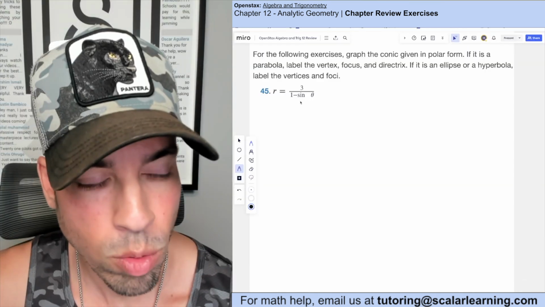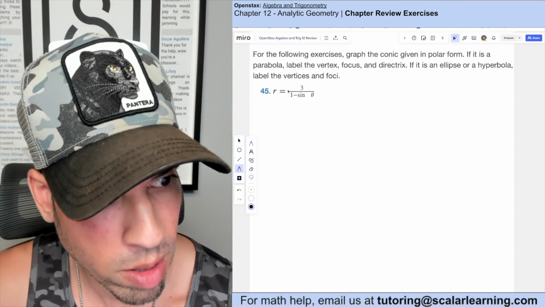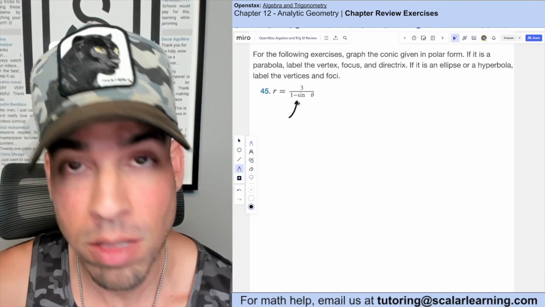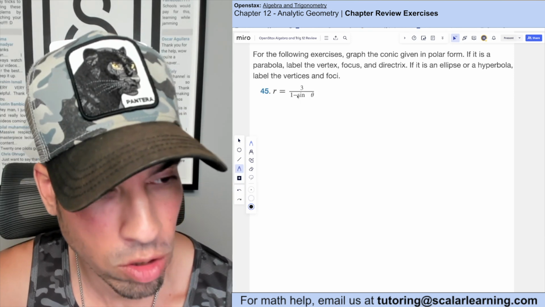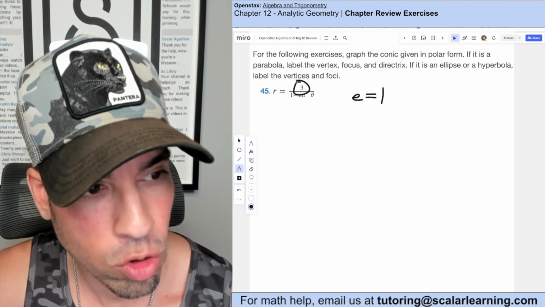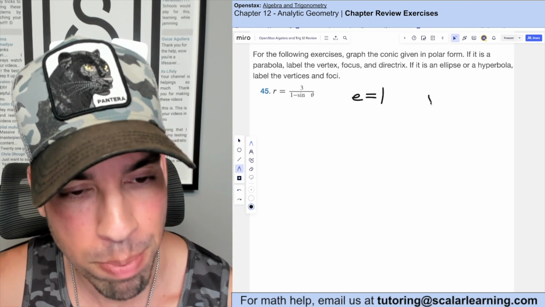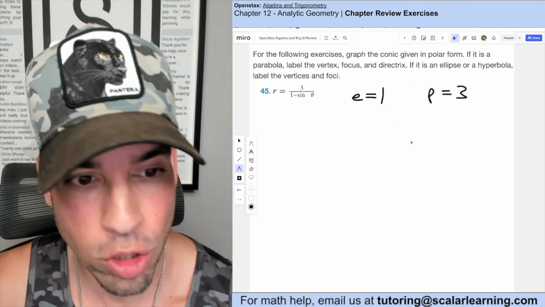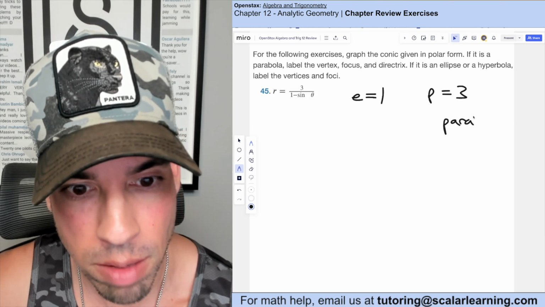Done. So this one, we want to make sure it's in standard form, but since we have a 1 here, we know that it is. And since there's nothing visible in front of that sine, we know that there's actually an invisible 1, and E is actually 1. And since the numerator is E times P, P therefore must be 3. So when we have a 1 for the eccentricity, that means that this is a parabola.